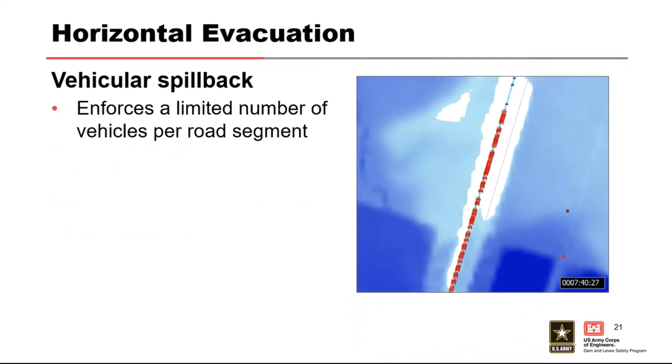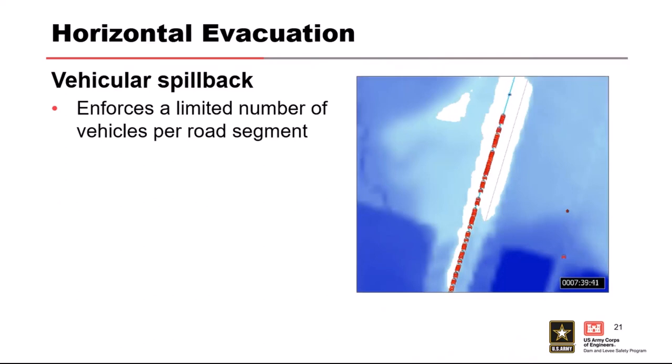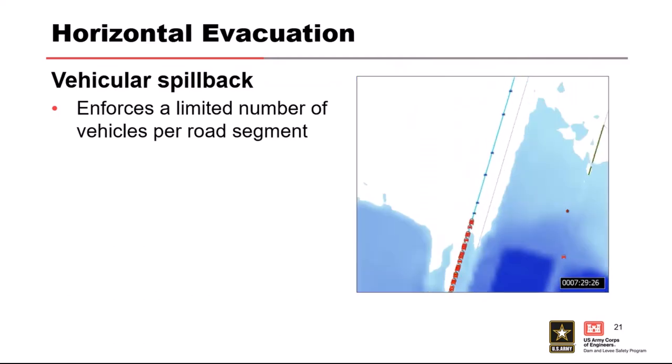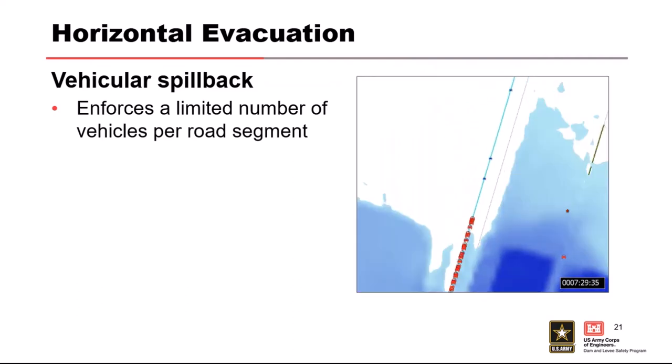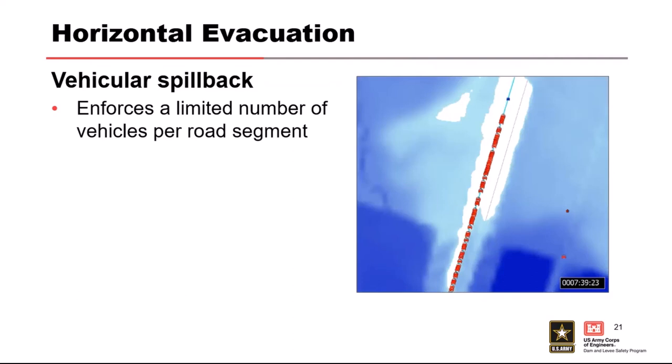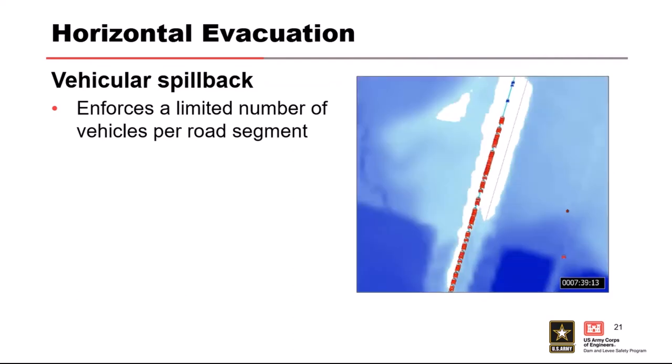The LifeSim traffic simulation engine has something called vehicular spillback. This is in your simulation options. You can go and turn it on or off. And really all this does is it enforces that the vehicles are constrained to a physical limit of the number of vehicles per road. And the parameter there is effective vehicle length. So for cars, your effective vehicle length is 18 to 20 feet, if you consider the length of a vehicle plus a little buffer. If spillback is turned on, it's going to take that effective vehicle length parameter, and it will limit the number of vehicles that can occur on any given road segment at any given time.